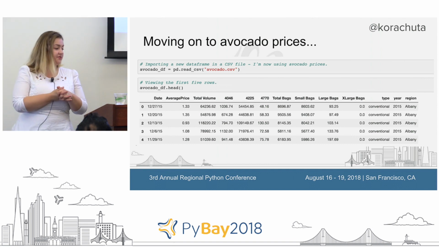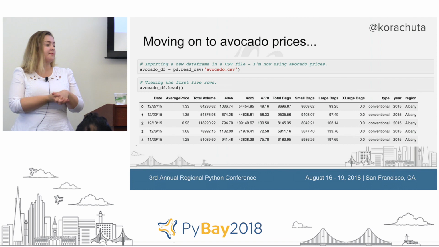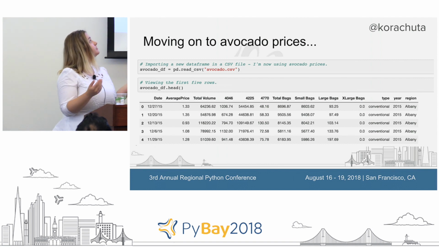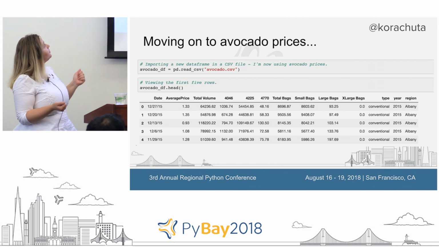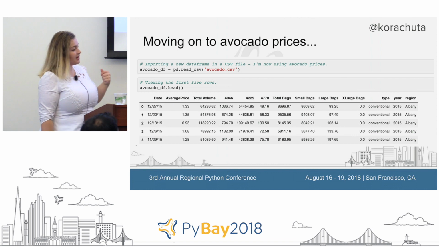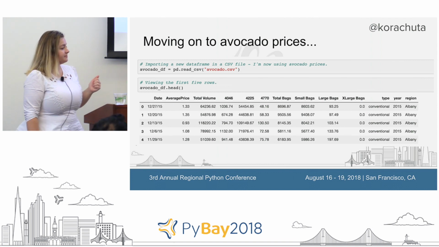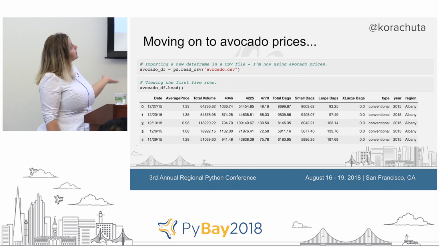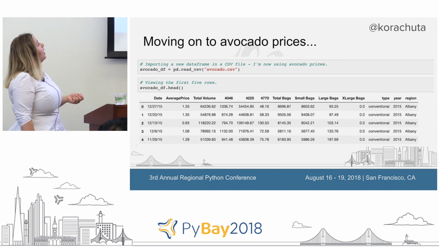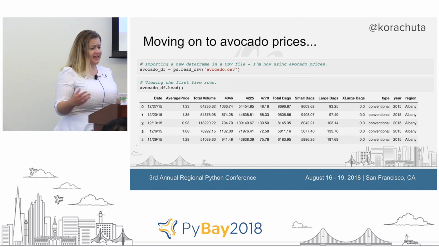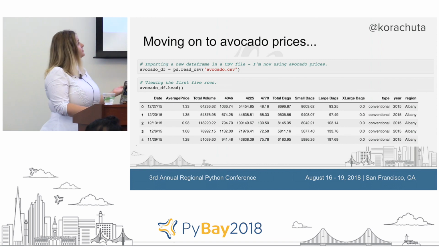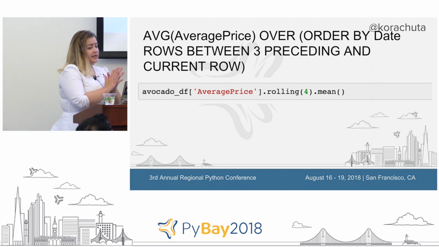So now I'm going to move on to avocado prices. So I am importing another file. It's called avocado.csv, and now I just renamed this as avocado.df. I've imported that, and then here you can see the first 5 rows of the data frame. So you can see that we have dates that are weekly, we get average prices, volumes, the number of total bags, small bags, large bags, extra large bags, types, years, regions. I won't be using all of those columns, but I just wanted to show you what data frame I'm working with. And here I'm going to show some window functions.